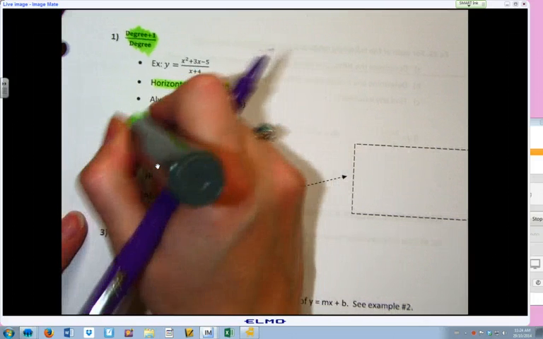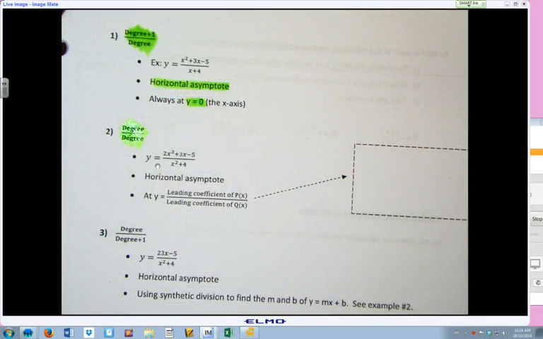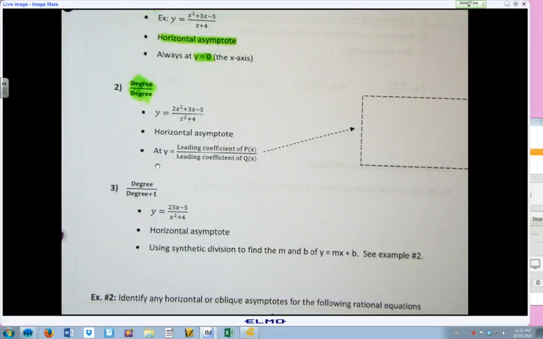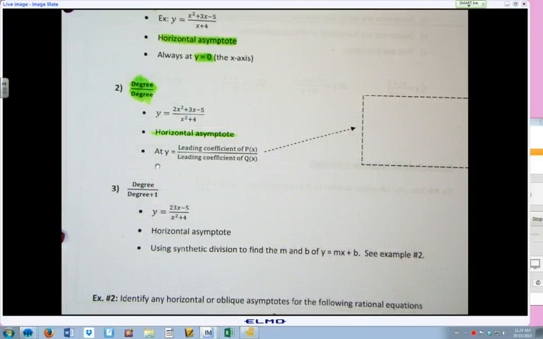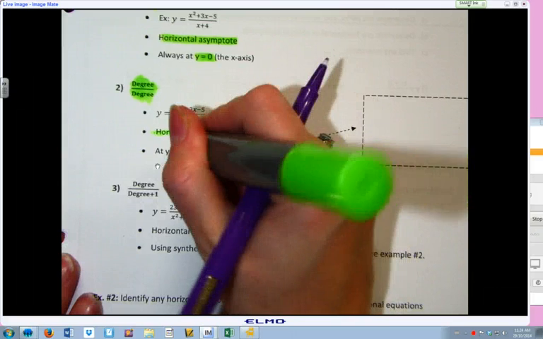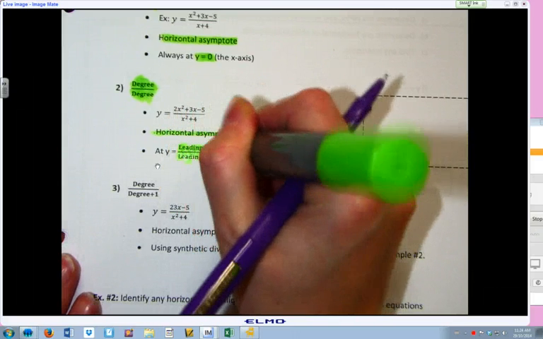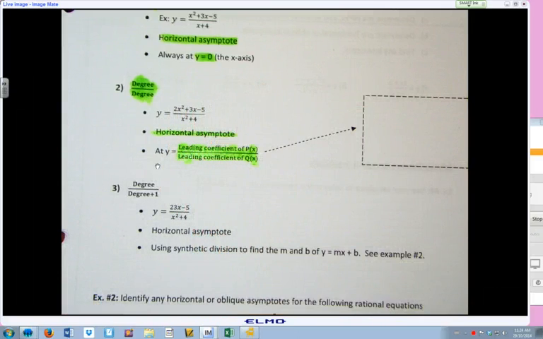Second possibility, the degrees are equal. And there's an example of what one might look like. Degree on the top is 2, degree on the bottom is 2. That tells you it's also a horizontal asymptote, it's just not at 0, it's at some other value. And what value is it at? We take the leading coefficient of p of x divided by the leading coefficient of q of x. What does that mean?